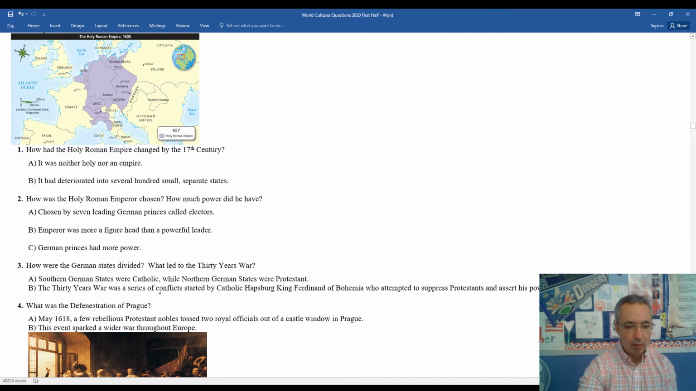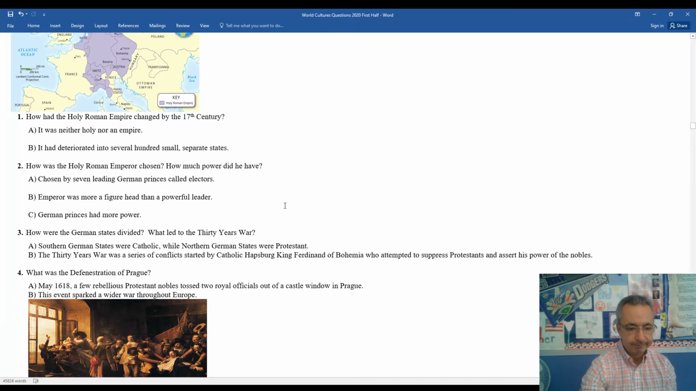The 30 Years' War was a series of conflicts started by the Catholic Habsburg King Ferdinand of Bohemia. You can see here, that would be in parts of what would be modern-day Czech Republic or Slovakia. And for one period of time, it was just Czechoslovakia, but then it split. It's in that general region there that you see with the arrow. They tried to suppress the Protestants and assert their powers over nobility.